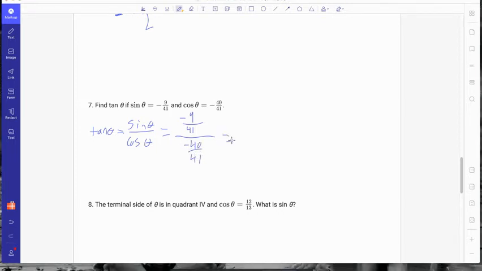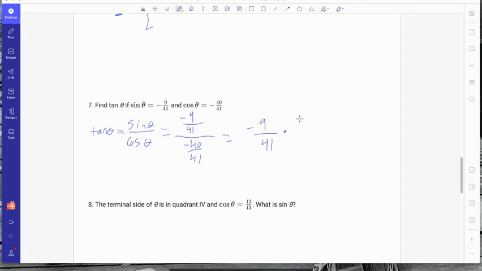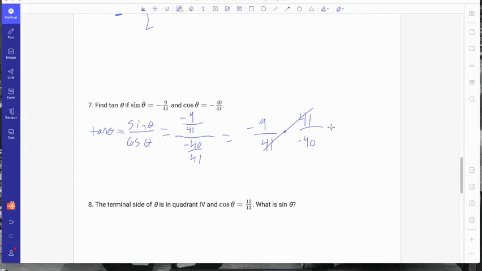All right. Well, I know my sine is negative 9 over 41, divided by negative 40 over 41. And when I divide two fractions, what I'm actually doing is multiplying. All right, so I have this. These 41s cancel. I have a negative 9 over a negative 40. That's going to be a positive 9/40. So the tangent of theta in this scenario is going to be 9/40. That's because I use the formula the tangent of theta is equal to sine over cosine. I plug sine and cosine in, and I flipped and multiplied.